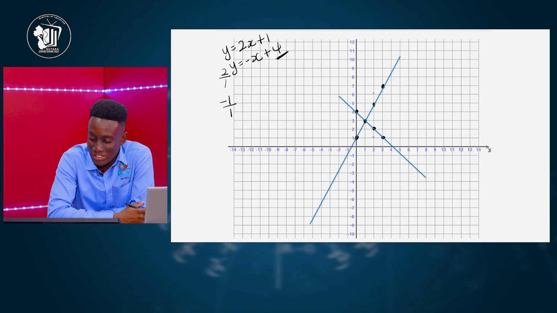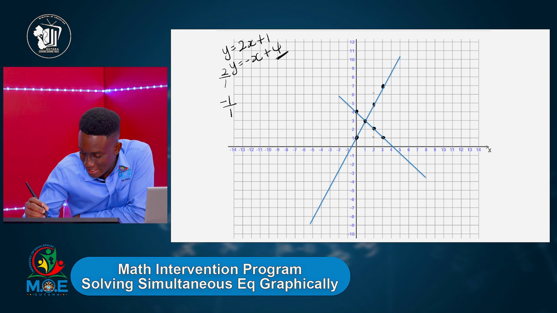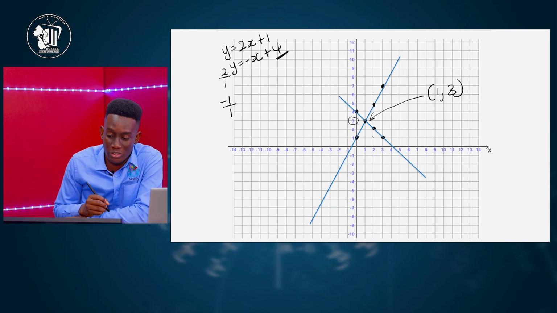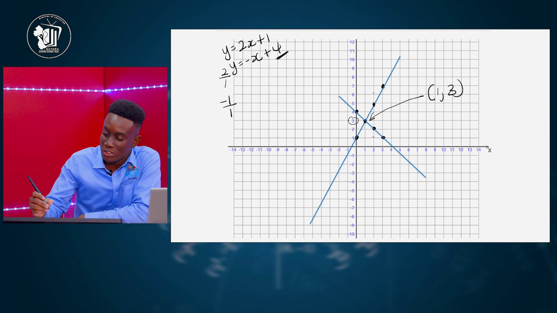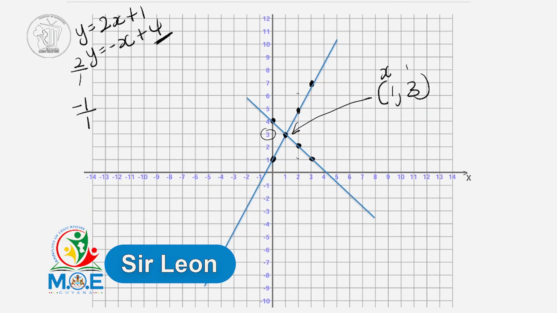As I said initially, the point of intersection of the two lines will be the solution. In this case, we can see the two lines intersect at this point. We take the coordinates of that point: we go across 1, so positive 1, and up 3. So 1 and 3 is the solution of the pair of linear equations, where 1 is the x and 3 is the y.